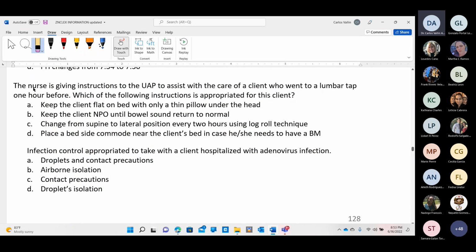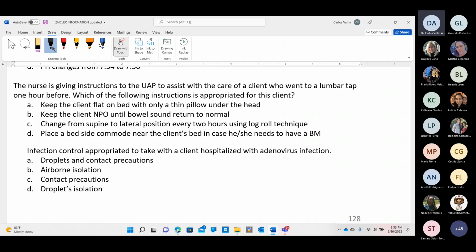Okay. The nurse is giving instruction to the CNA to assist with the care of a client who had a lumbar tap, a lumbar puncture, 1 hour before. Which of the following instructions is appropriate for this client? Keep the client flat on bed with only a thin pillow under the head. Keep the client NPO until bowel sounds return to normal. Change from supine to lateral position every 2 hours using the log roll technique. Place a bedside commode near the client's bed in case they need to have a bowel movement.